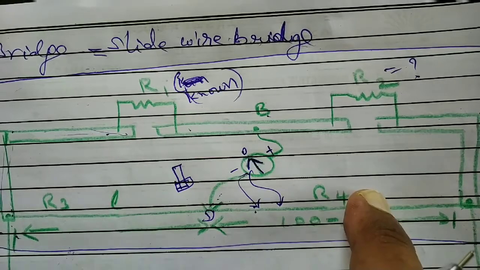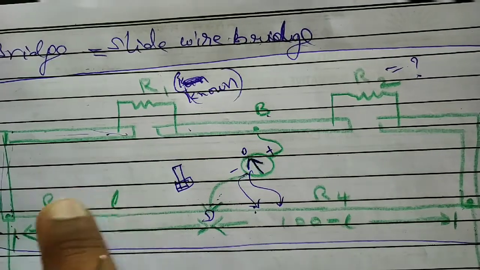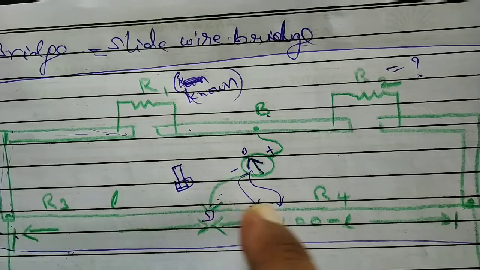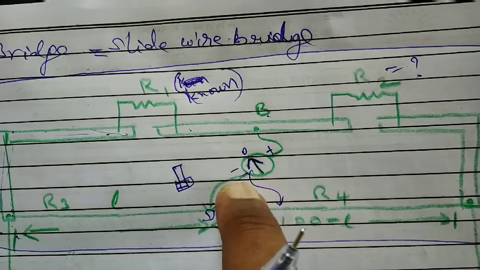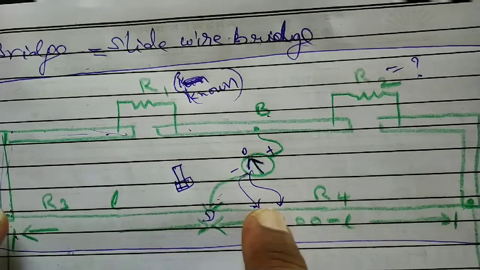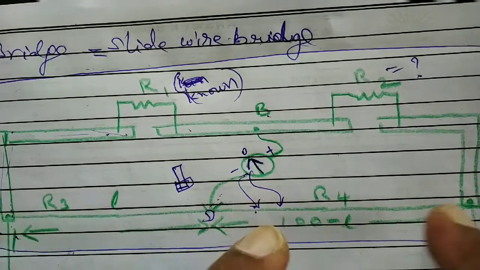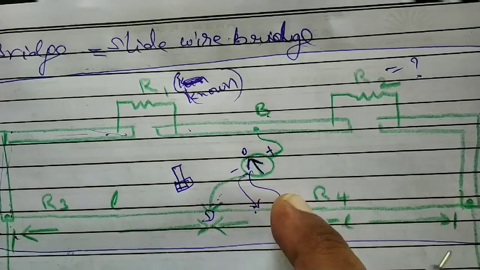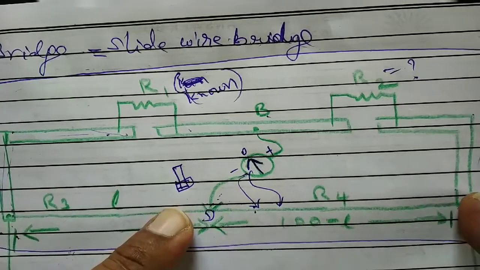To increase or decrease them, resistance depends on length. That means by changing length, the resistance will change. For example, this jockey which is connected to the galvanometer can be slid over the wire. If you are moving towards right, L value will increase and 100 minus L value will decrease. Means R3 will increase, R4 will decrease. If the jockey is brought towards left, then L value will decrease. That means R3 will decrease and R4 will increase.